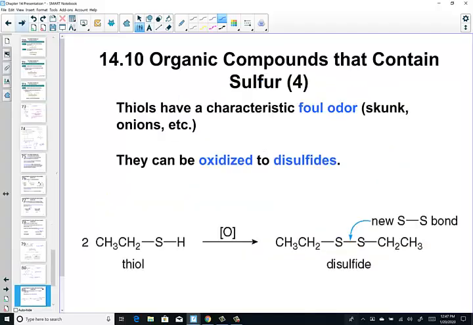Thiols have characteristic stinky smells. They smell foul. Sulfur smells like a stink bomb. And they can be oxidized to disulfides. These disulfides contain a sulfur to sulfur bond. So this disulfide is the elemental connection between two like elements.